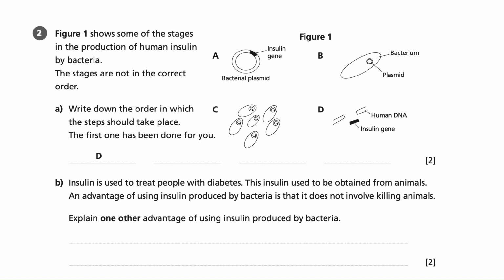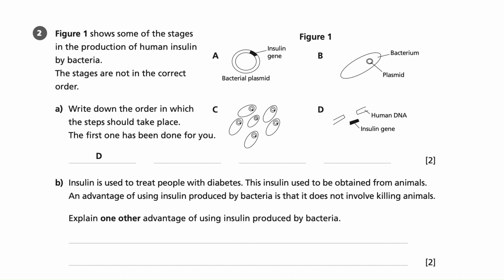Okay, after we've done that, we then look at the question. So write down the order in which the steps should take place. The first one has been done for you. We can see D has been done for us. If we refer over to figure 1, we can see that D is showing us the insulin gene being removed, being cut out of the human DNA.